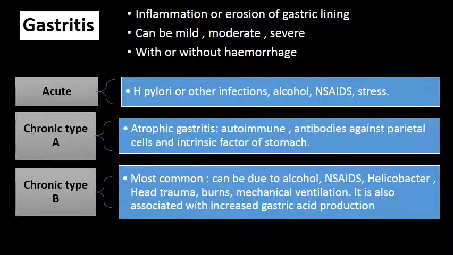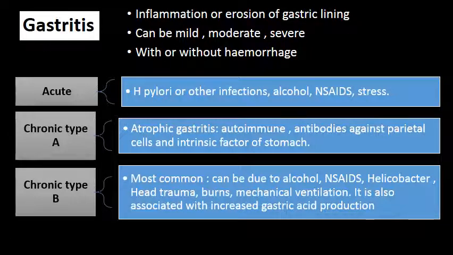Now we come to a new topic, that is gastritis. I'm so excited. I don't know why, but yeah. So gastritis is a condition that does not involve ulcer formation. It's like a pre-ulcer stage. There is just inflammation or erosion of the gastric lining, which can be mild, moderate, or severe, and there may be hemorrhage present or absent.